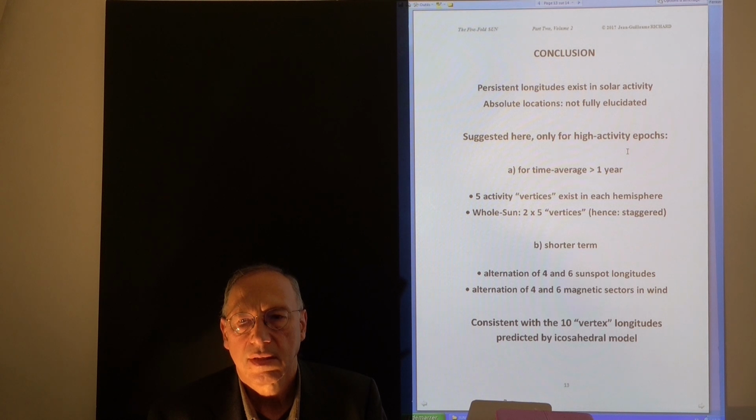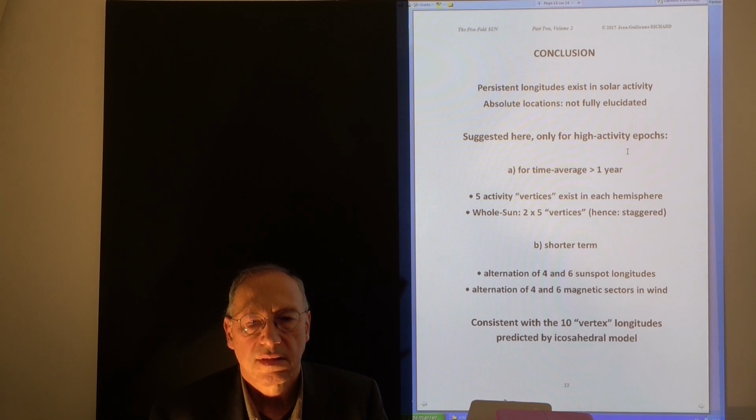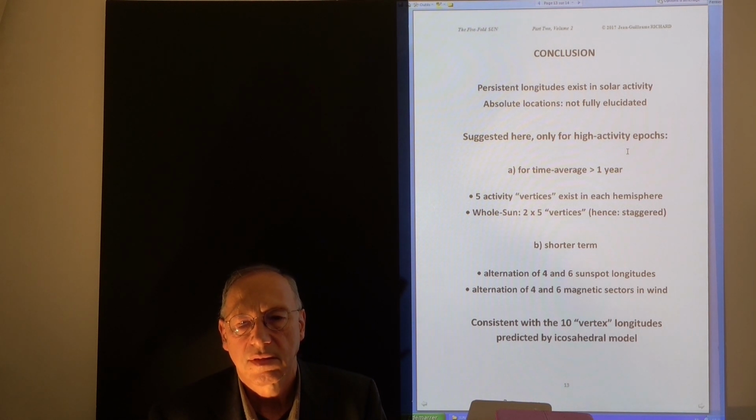What is now suggested here, and is valid only for high activity epochs, is that, first of all, for a time average of more than 1 year, there exist 5 activity, so to say, vertices in each hemisphere of the Sun, on average. In the whole Sun, there are twice as much, i.e. 10 such vertices, and we have to suppose that they must be staggered to arrive at a symmetric distribution.